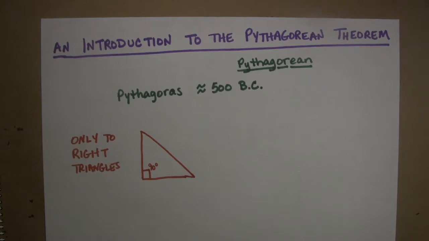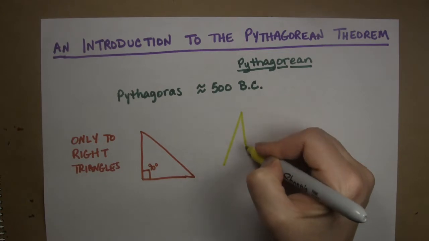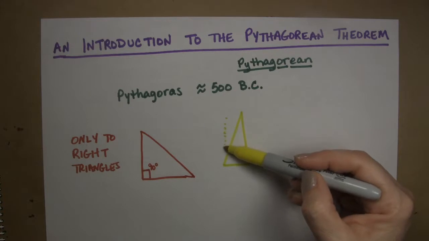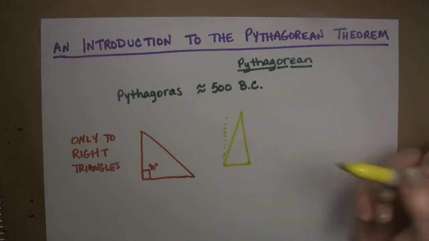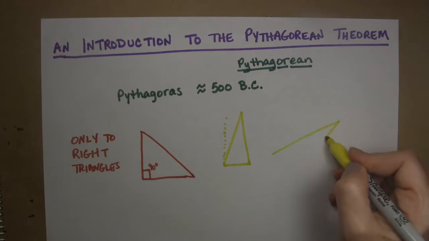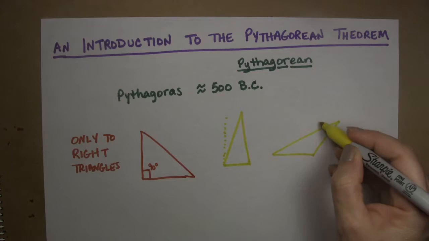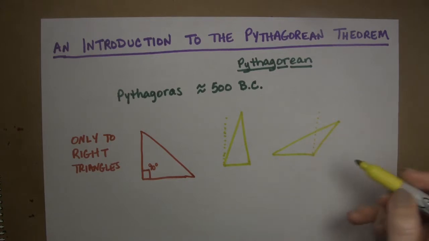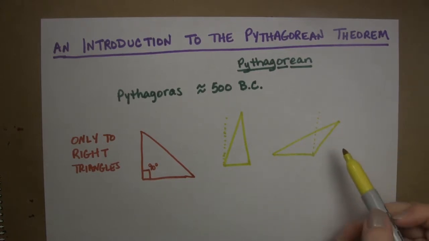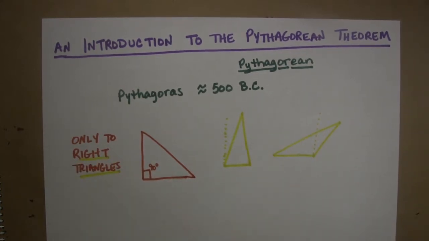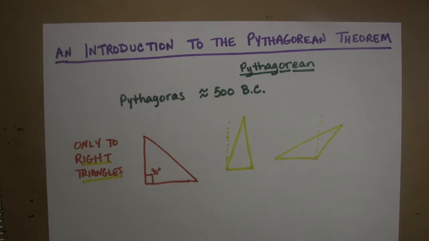So here's an example of what doesn't work. This triangle does not work because this line is not straight up and down like it would be there. And this triangle does not work because, again, this side is not straight up and down. Neither is this side for that matter. So you have to have straight up and down lines. That's called being a right triangle. And the Pythagorean theorem only applies to right triangles.